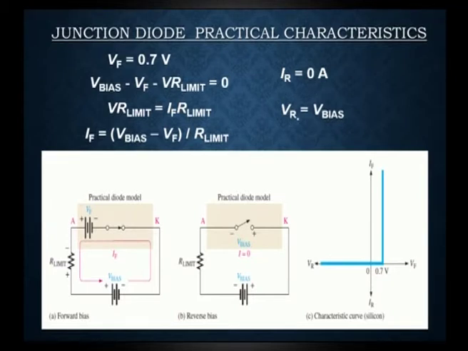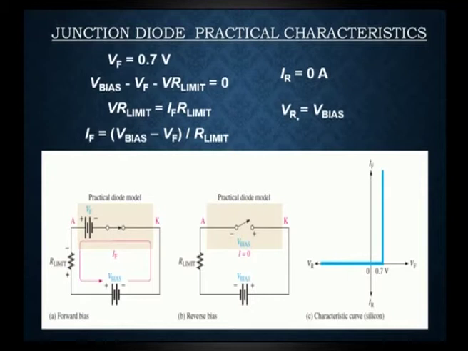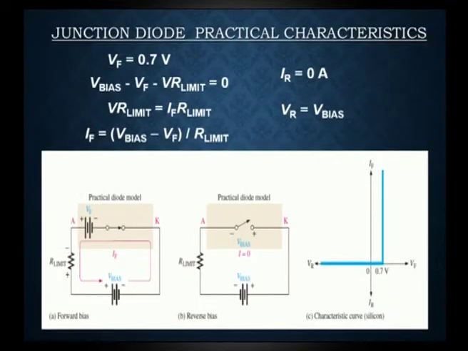Whenever VR is equal to V bias, it is the same as what we have studied in the ideal diode, because here the bias voltage or forward current does not affect the reverse current. So, forward current and voltage variation do not come into the picture in the reverse bias condition. So, this is the characteristic of a practical diode, where only after 0.7 volt will we get the current, that is the IF current in the forward mode.